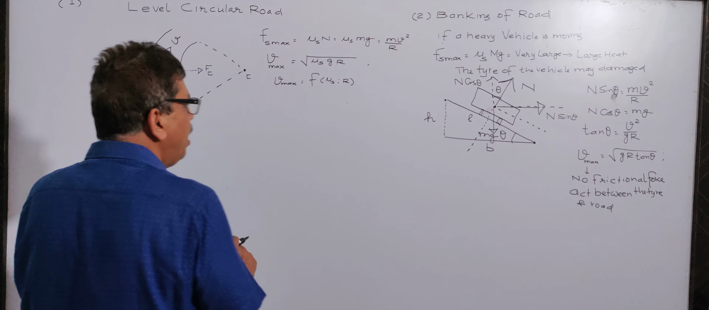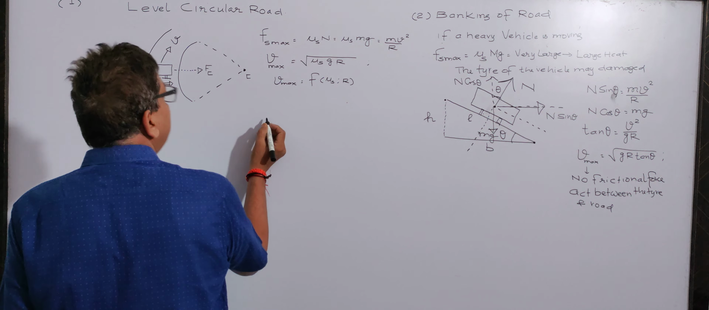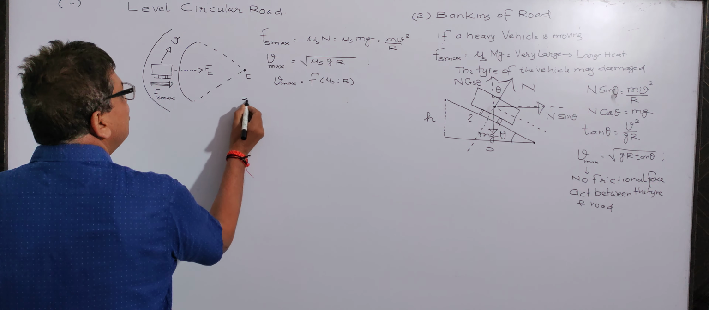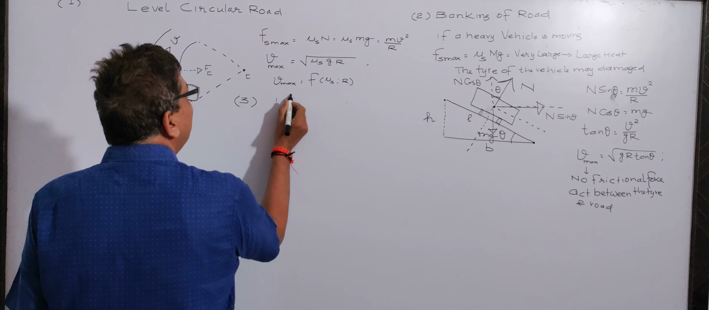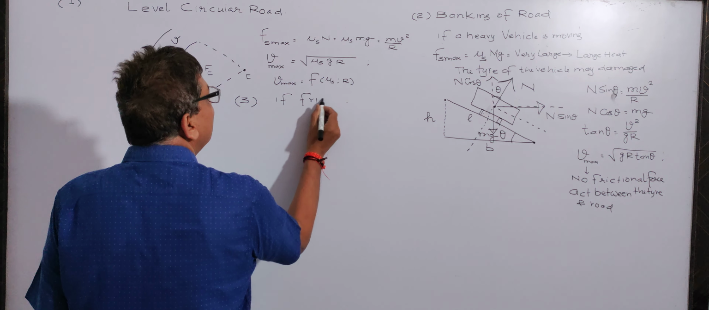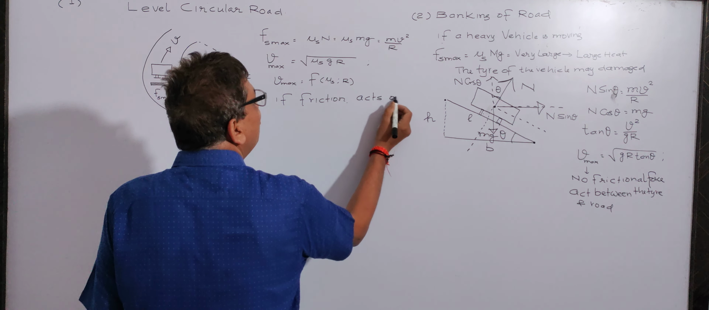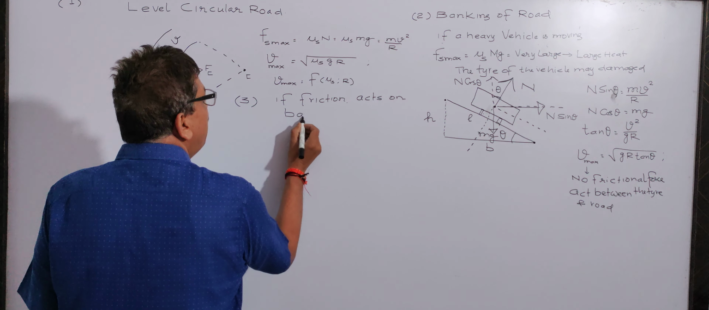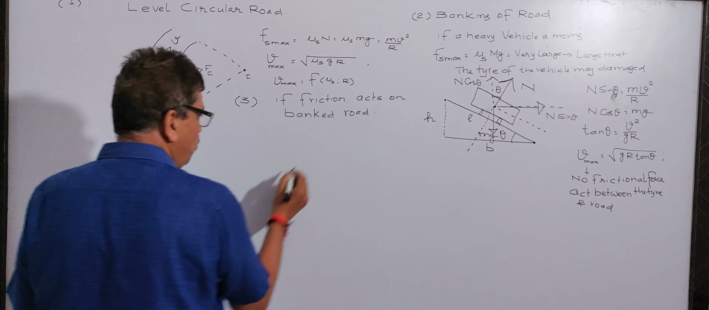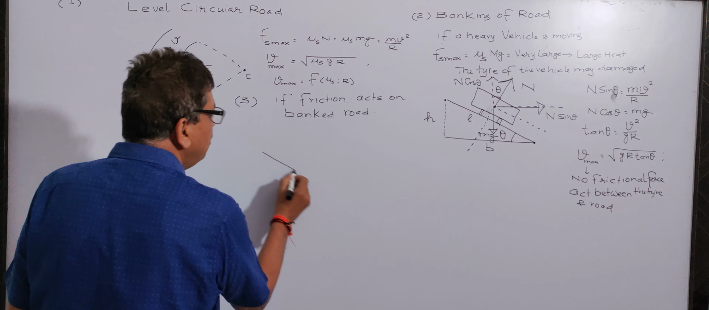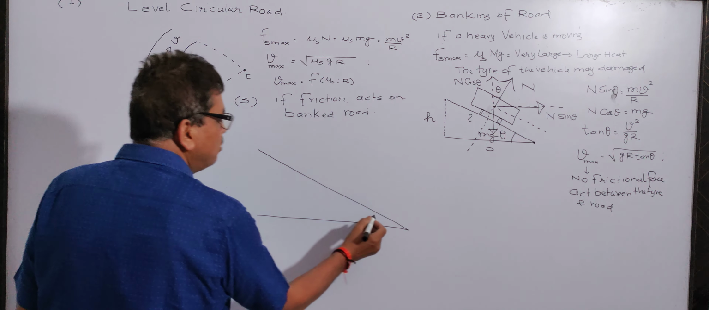That also we can see. Now let us draw the diagram if friction is acting. The third situation is, if friction acts on the banked road, then what happens? Let us see the free body diagram of the vehicle first, and then we'll solve for the maximum speed.